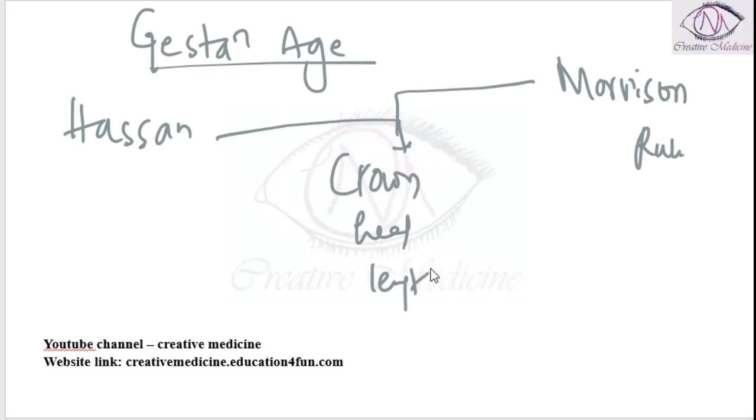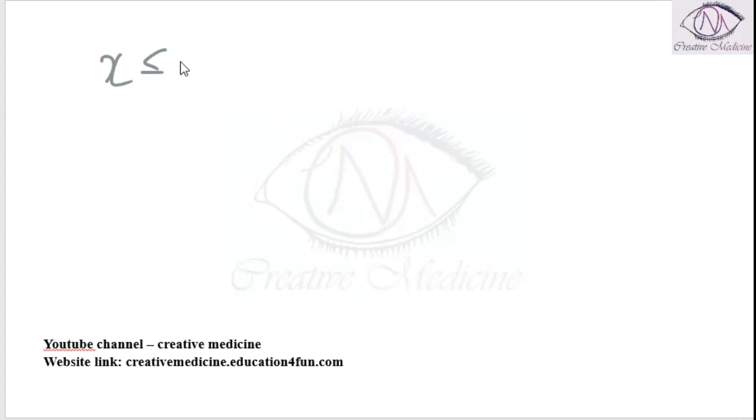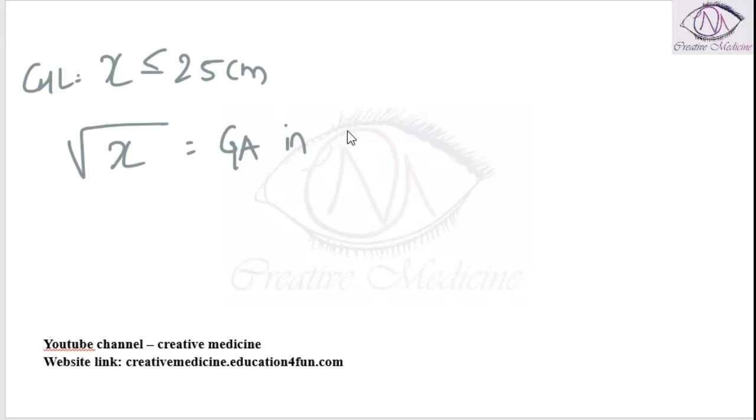Haase's rule. In Haase's rule, if crown heel length is less than or equal to 25 centimeters, then we take the square root value for determination of gestational age. So if x is less than 25 centimeters, then gestational age in months is the square root of x. X here is crown heel length.